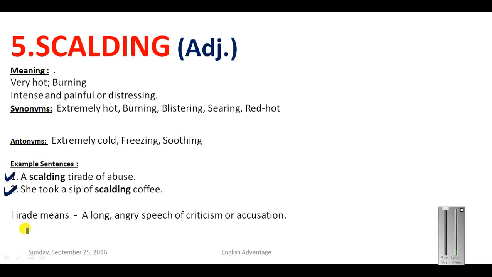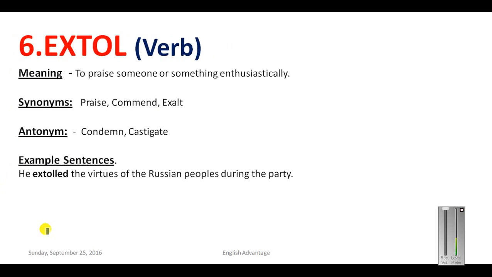Okay, so tirade is a long speech of abuse or accusation. Okay, so scalding means very hot. Now the next word is extol. This word is extremely common in all competitive exams. Extol. To praise someone or something enthusiastically. That is the meaning of extol.